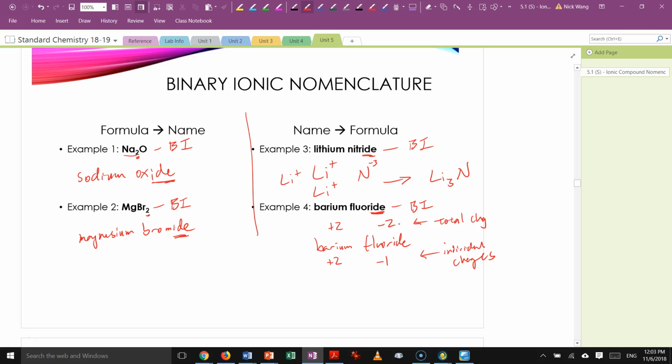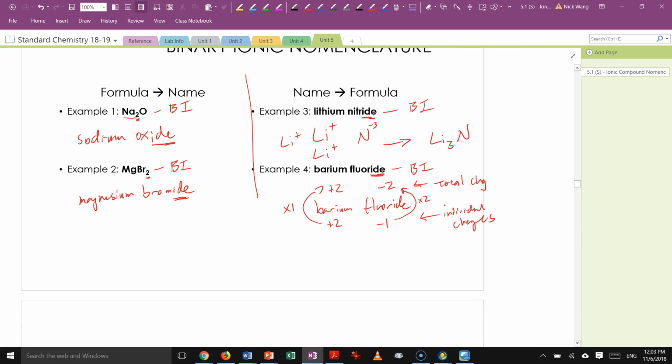So what do I do to make that happen? Barium, I multiply by 1. To go from -1 to -2 and get that least common multiple, I multiply the fluoride by 2, meaning I double the fluoride ions and I keep the barium ion as 1. So to write it out, barium has a subscript of 1, which I don't ever include. And then fluoride, F, I have to have 2 of them to match the charges over here. So I write BaF2. That's my answer for that one.